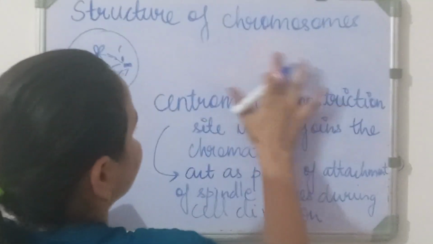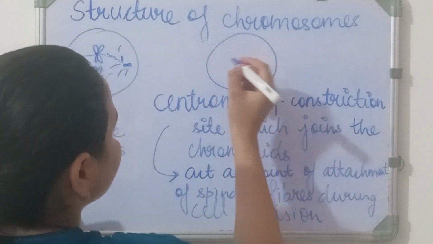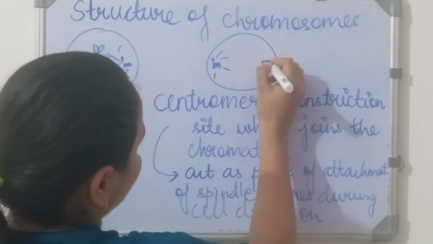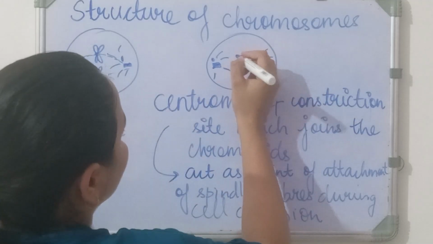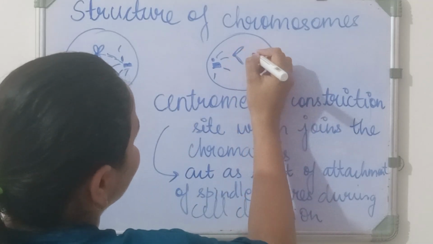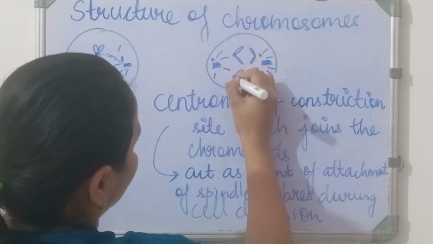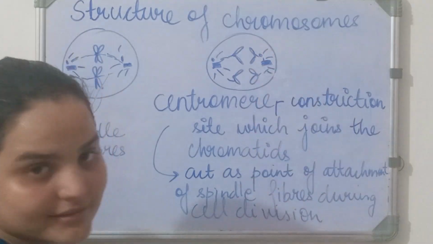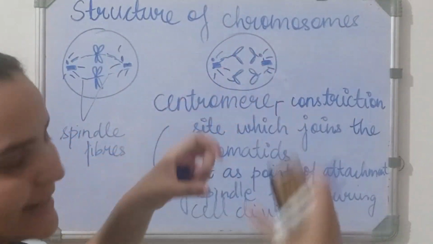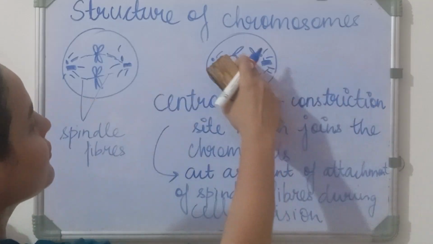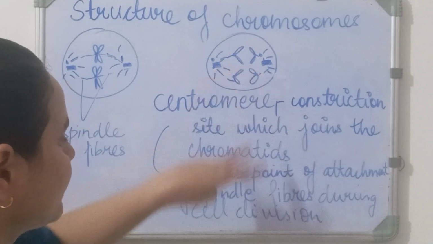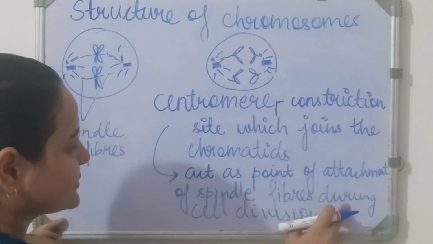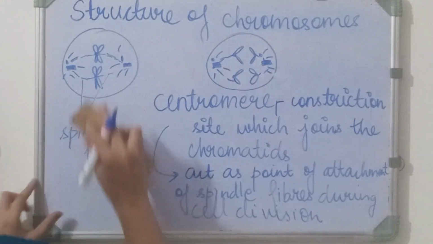Wait, I am drawing again. This is the cell. So the chromatids have separated like this. You can see the two chromatids have separated and they are moving towards the poles. So I hope this function is clear, that the centromere acts as a point of attachment of spindle fibers during cell division.